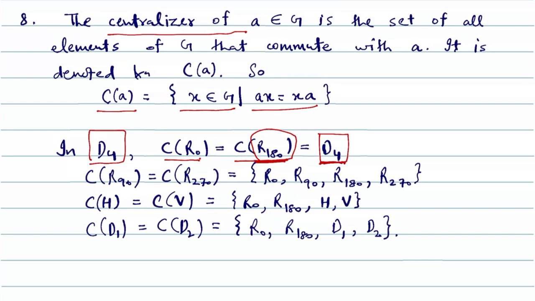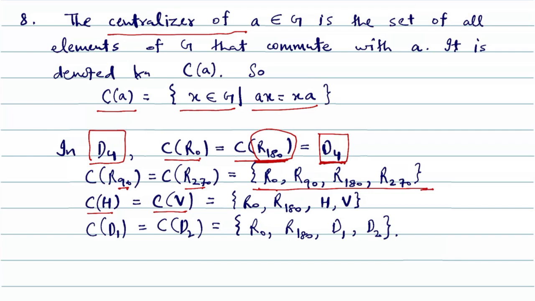Whenever an element belongs to the center of the group, then its centralizer will be the whole group. Then you can check that the centralizers of R90 and R270 are the same and they contain 4 elements, and these 4 elements are all the rotations of the group D4. The centralizer of H and the centralizer of V are the same. H is the flip in the horizontal axis and V is the flip in the vertical axis.